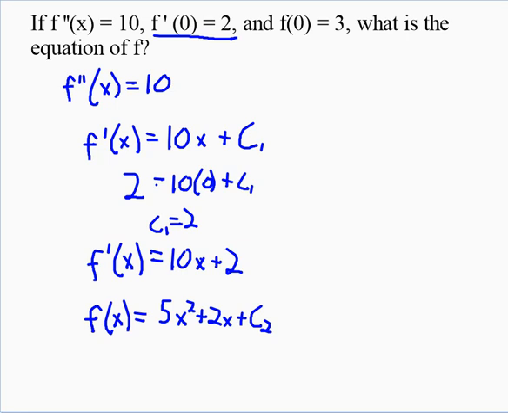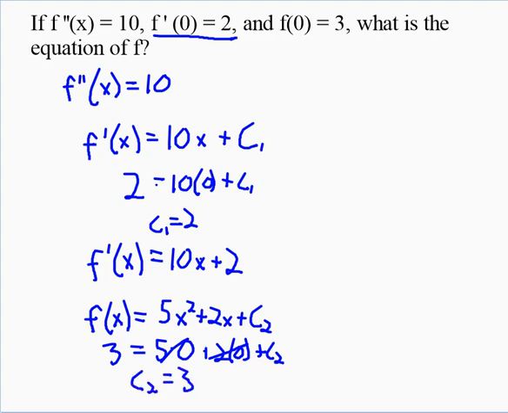And we know this information. When you plug in 0 to the function, you get 3. So if I put in 0, I get 3. So this is 5 times 0 squared, which is just 0, plus 2 times 0, plus c sub 2. Well, this is 0 plus 0 plus c sub 2 is 3. So c sub 2 equals 3.